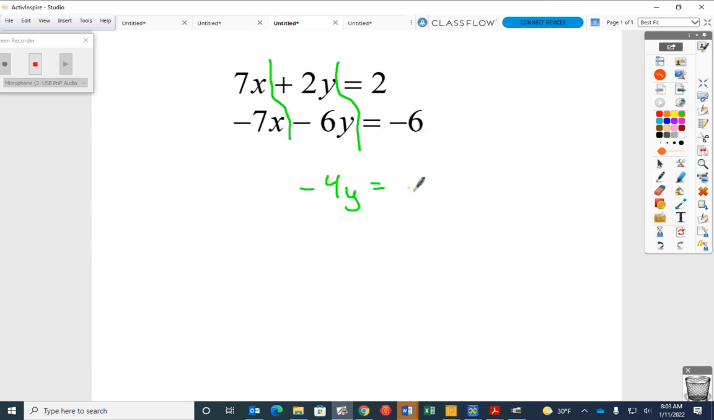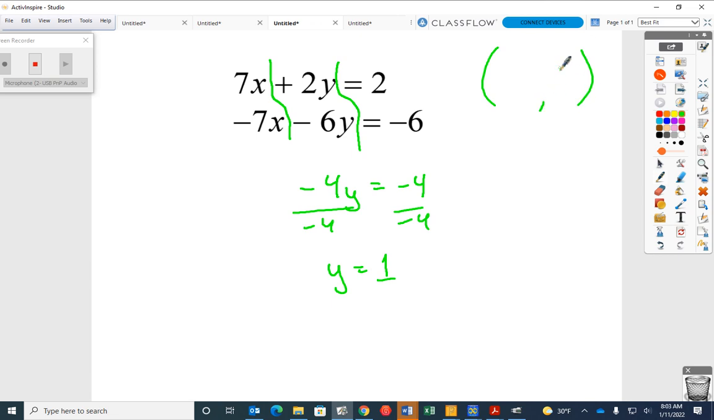What do I have here? Negative. What kind of 4? Negative 4. Can I now solve for my y pretty easily? Everything is divided by what? By negative 4. And a negative over a negative is going to give me what? Positive. And any number over itself is what? 1. So what's my y value? 1. Do I have half my answer?